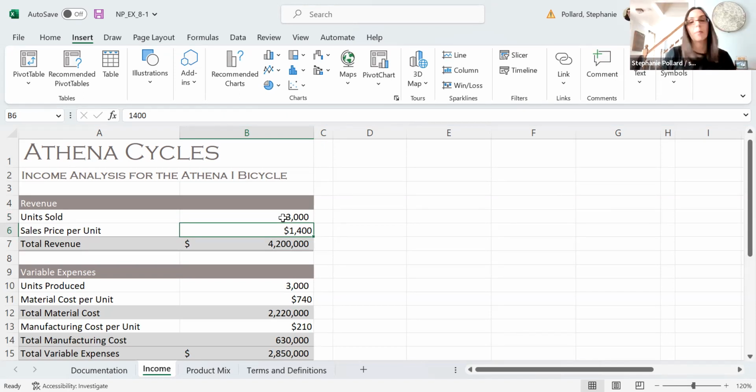Now, the other thing that people often look for is what's called the break-even point. And your break-even point is where your profit is $0. So basically, the amount of money coming in and the amount of money going out is exactly the same. So your revenue and your total costs are equal. You are making no money, but you're not losing any money. And that's called the break-even point.